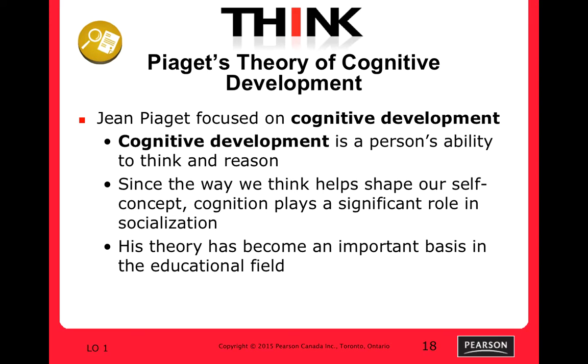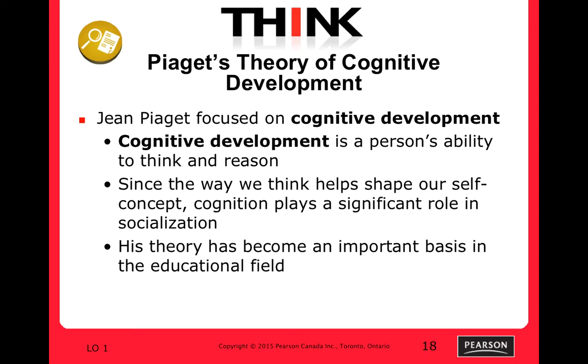So I'm sure some of you have heard of Piaget before because this is a really famous theory on childhood development, and I know it's taught in the Anthro-Psych-Soc high school course, and any other maybe ECE or other sort of child development courses. Piaget's theory of cognitive development explains how we develop an ability to think, to reason, and this sounds a little bit psychological, but since the way that we think helps shape our self-concept, cognition does play a really significant role in socialization.